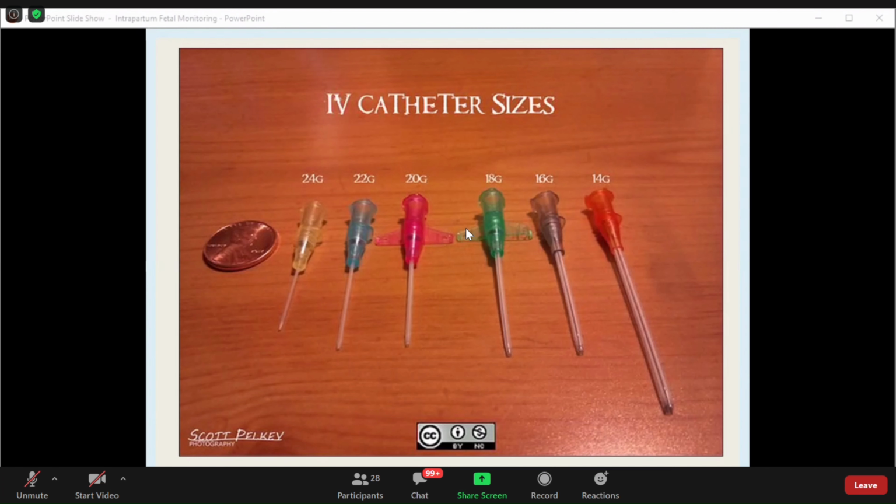You might need a 20 gauge if you have a very thin adult, so you might use a 20 gauge. We certainly use 20, 22, and 24 gauge angiocaths in pediatrics. I just wanted you to have an example of what the bores look like, what the diameters of the catheters look like, what the lengths of the catheters look like. Okay.